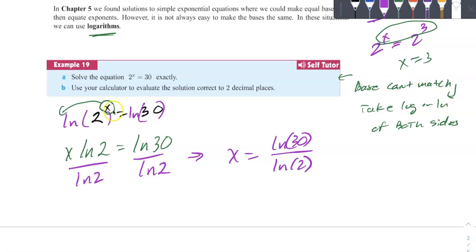Now keep in mind a couple things. This is not natural log of 15. This is natural log of 30, which is some number, divided by natural log of 2. You can't just cancel these out. This is your answer, or you put it in your calculator to get a decimal. But either way, it's fine.